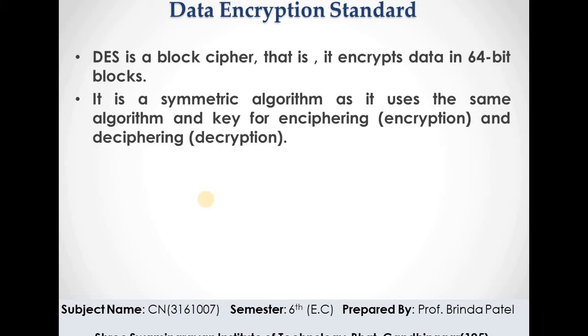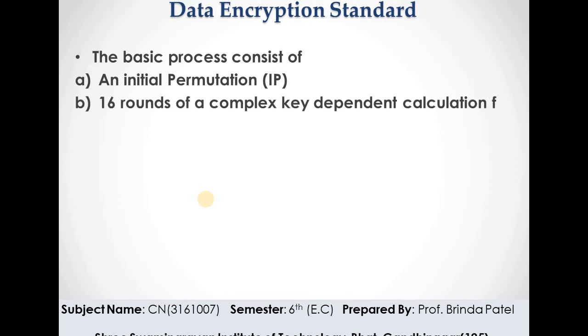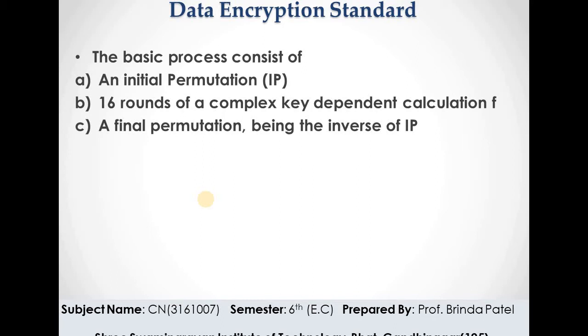ATM uses DES method. So the basic process consists of an initial permutation, which is IP, 16 rounds of complex key dependent calculation F, a final permutation being the inverse of IP. ये जो IP है उसका inverse.